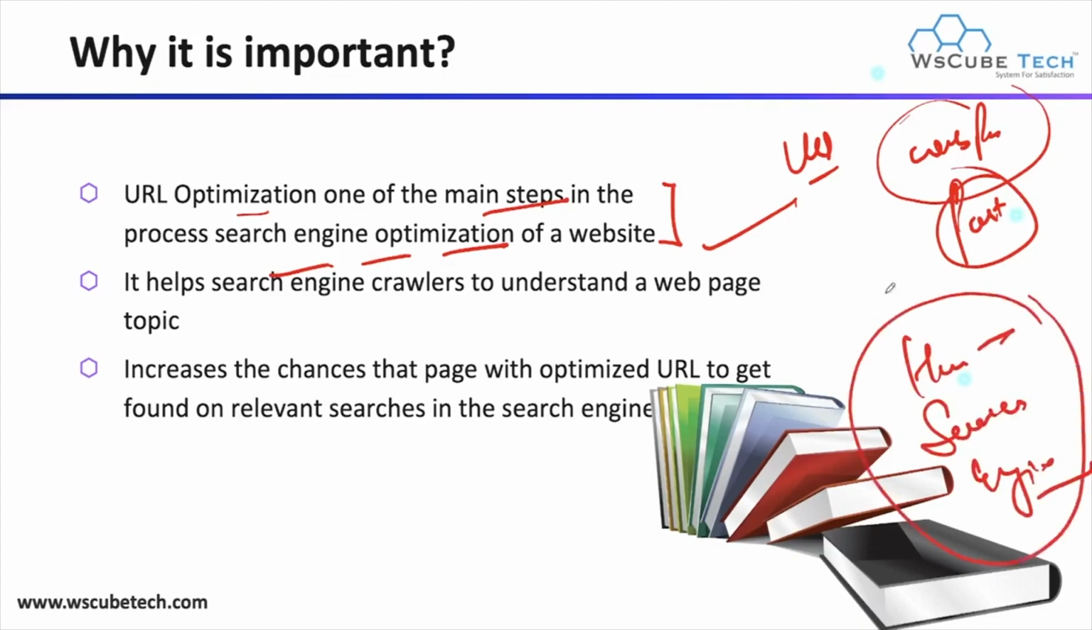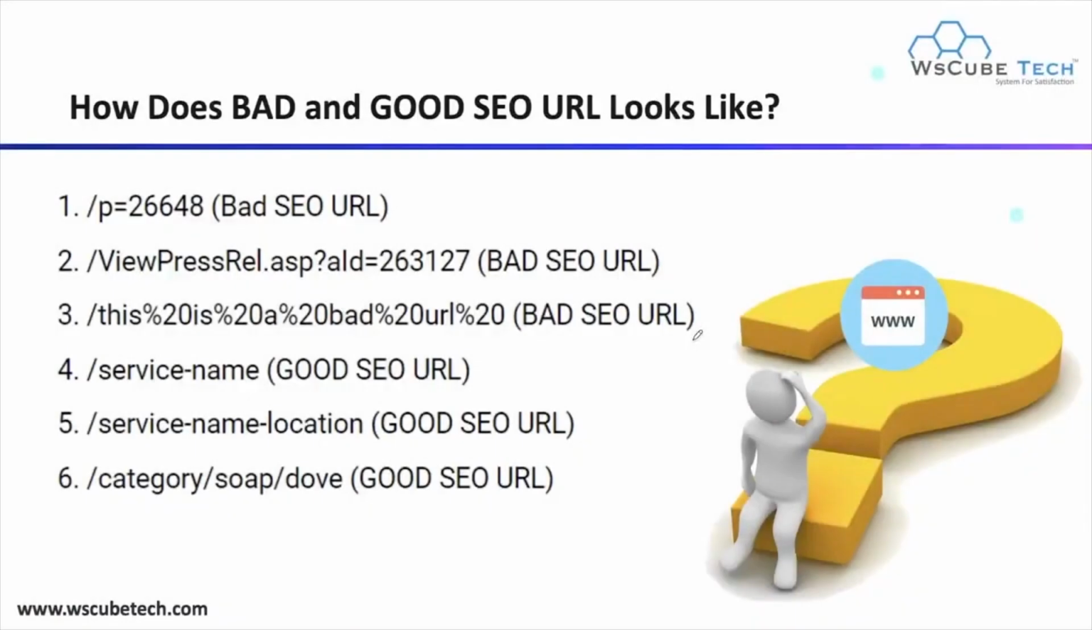So that search engine considers that if your URL has this particular keyword, then your particular web page or post must be relevant to this particular keyword here. It helps the search engine crawler to understand your web page topic and increases the chances that a page with an optimized URL gets found on the relevant searches in the search engine. So that's why we can say that URL optimization is important.